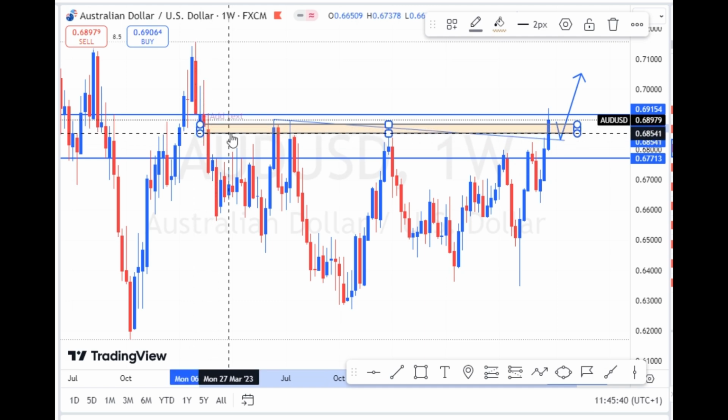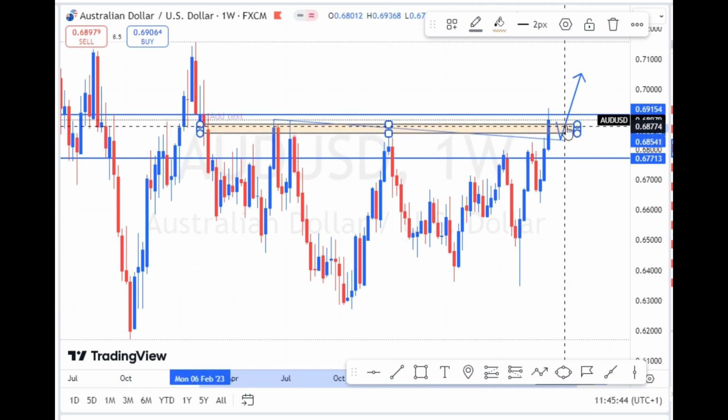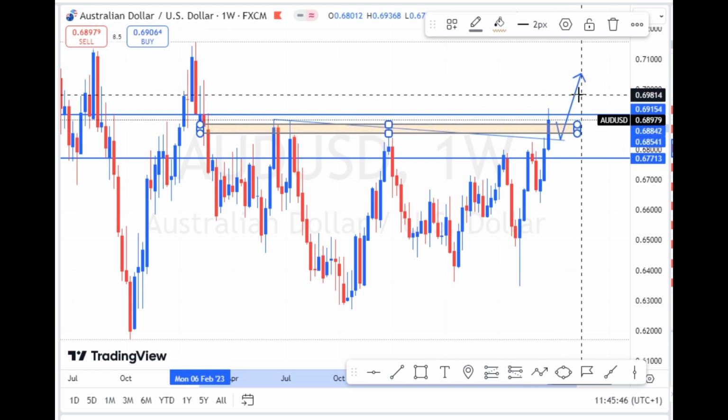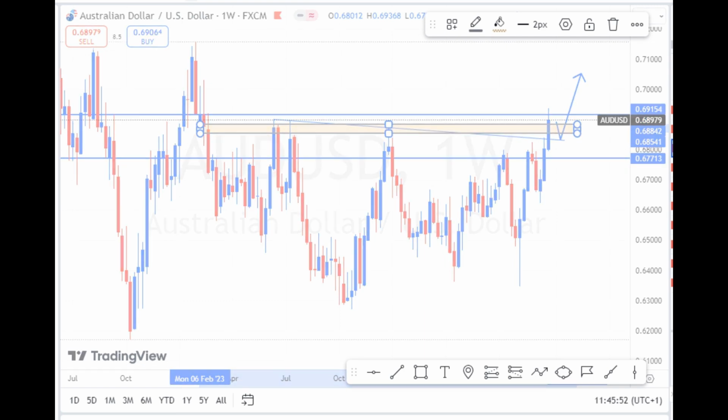So long as the Australia USD converted this previous resistance into support, we're looking for a buying opportunity from this support level to the top for the Australia USD this coming week. So Australia USD for us this week is currently in an uptrend.